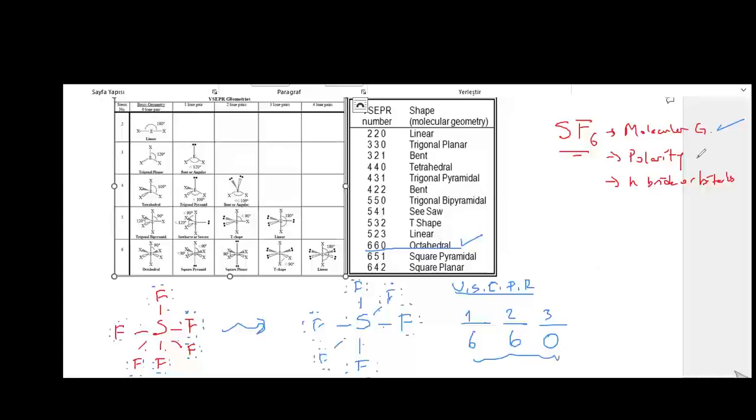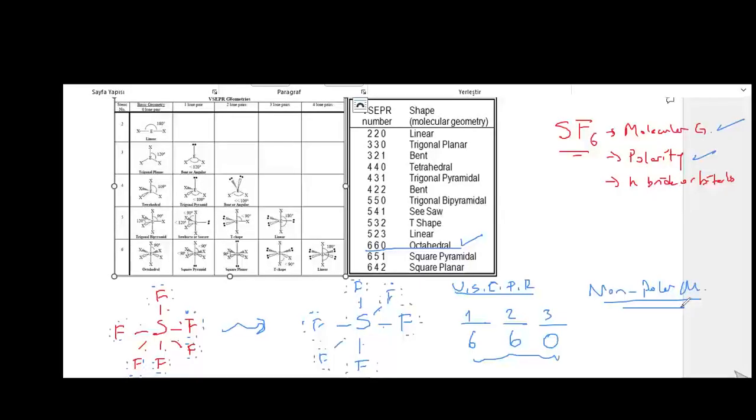So, let's check the polarity right now. If you want to check the polarity, all you need is to look at the central atom. If you look at the central atom, there are no lone electron pairs on the sulfur atom. That's why we can say that this is a non-polar molecule. So yes, everything is okay, no problem.